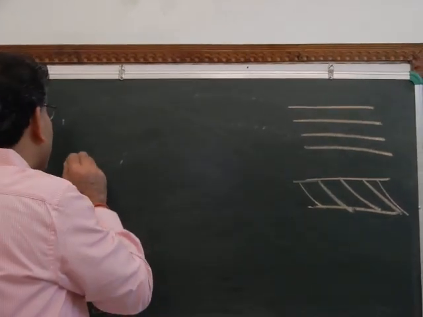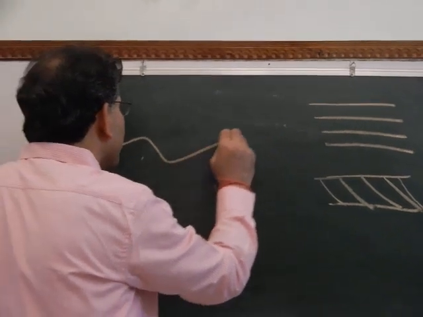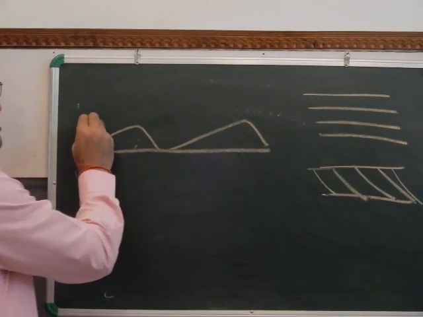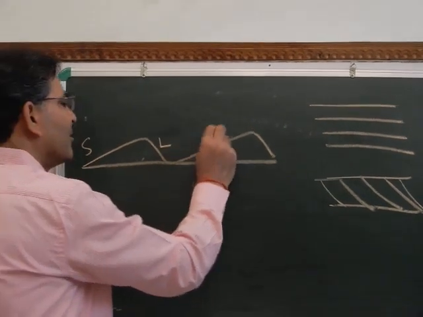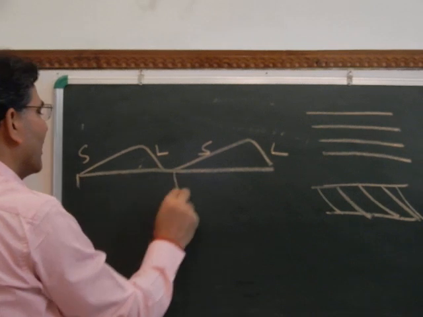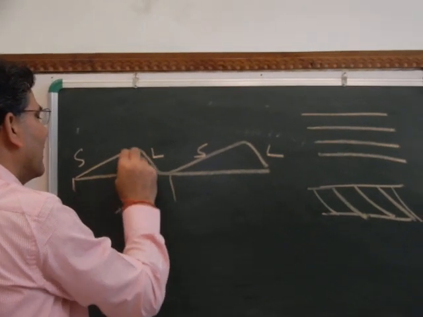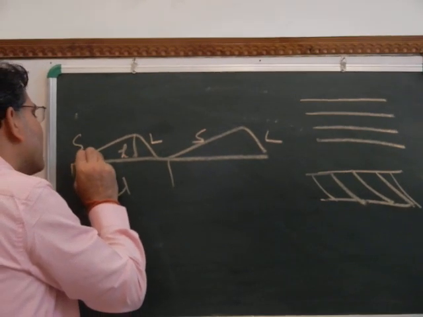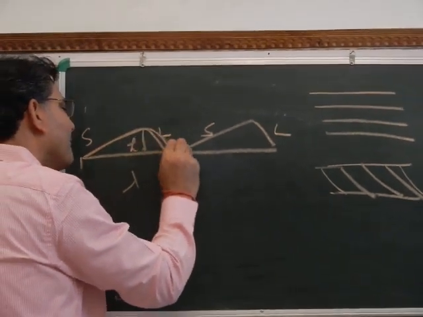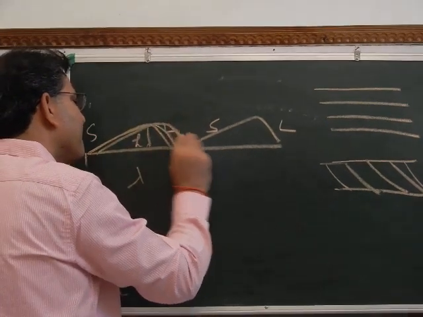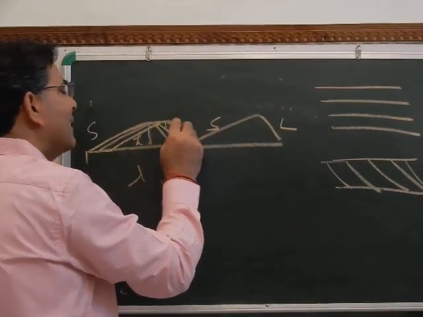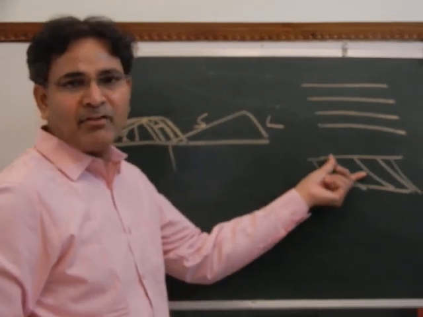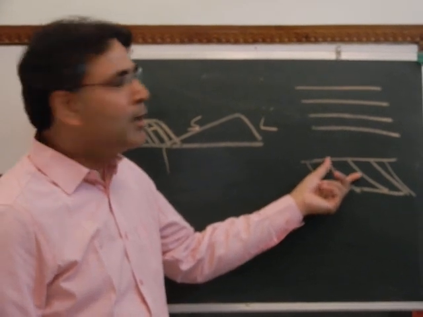Cross beddings are formed by the migration of the ripple marks. This is the ripple mark. This is the stoss side. This is the lee side. This is the stoss side. This is the lee side. This is the wavelength, and this is the amplitude or height. The sediments are transported or they move like this. And in this way, the foreset laminations are formed. These inclinations are formed.